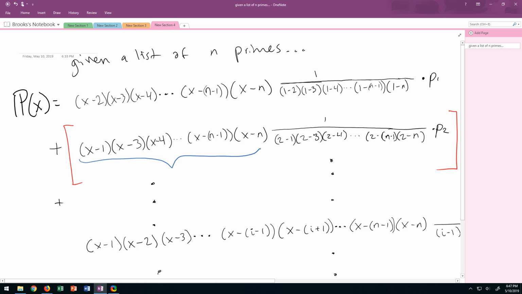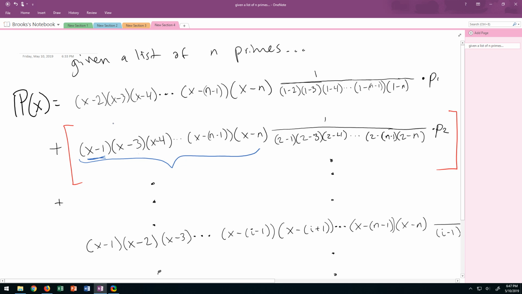Now this time, because this is the second summed polynomial, I am going to have a 0 at x minus 1 right here. But I'm going to skip x minus 2 because I want the polynomial not to have a 0 at 2. I want it to have a 0 everywhere else, so I continue 3, 4, 5, and so on, x minus n minus 1, and then x minus n. So it has 0 everywhere except at 2.